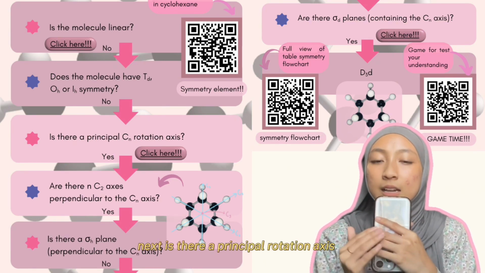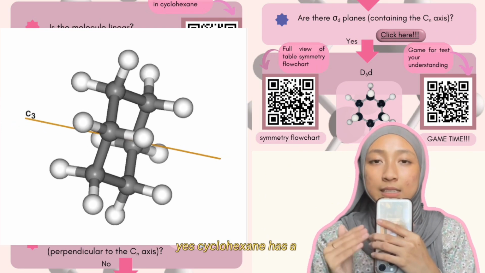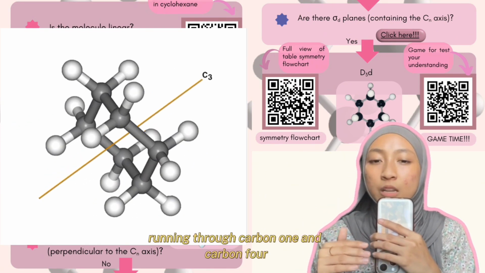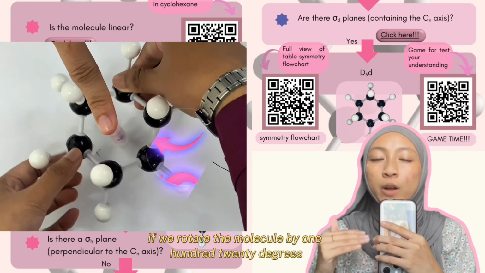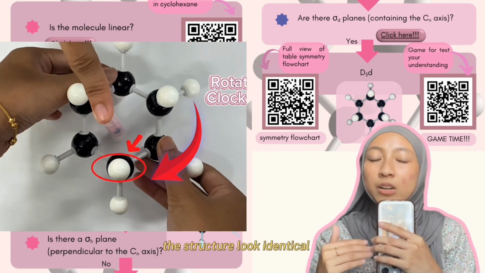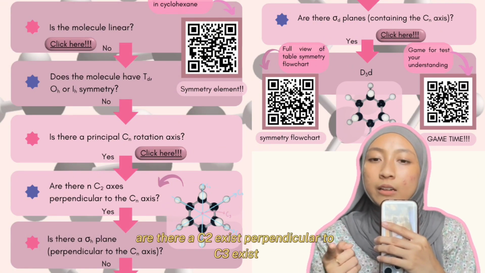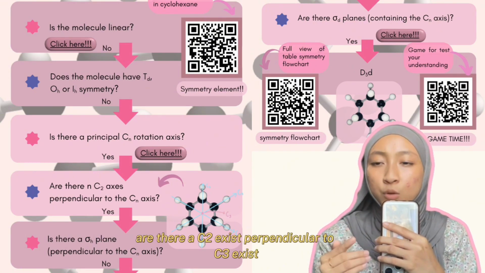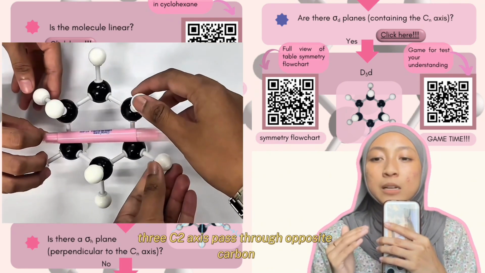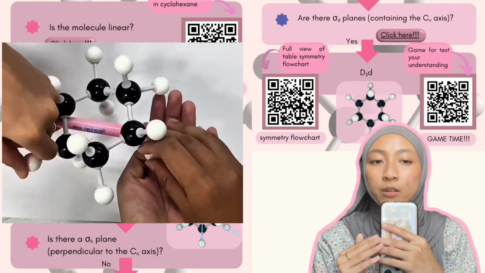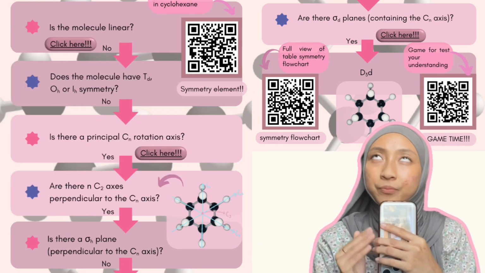Next, is there a principal rotation axis? Yes, cyclohexane has a C3 axis running through carbon 1 and carbon 4. If we rotate the molecule by 120 degrees, the structure looks identical. Next question. Are there C2 axes perpendicular to the C3 axis? Yes. 3 C2 axes pass through opposite carbon-carbon bonds, each perpendicular to the C3 axis.